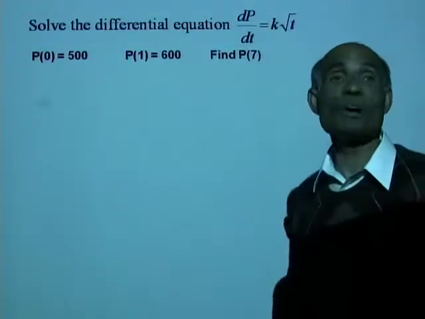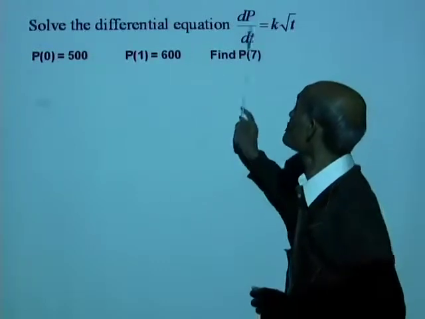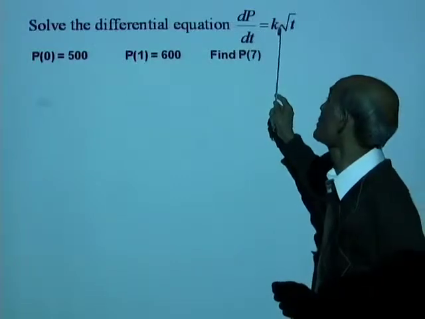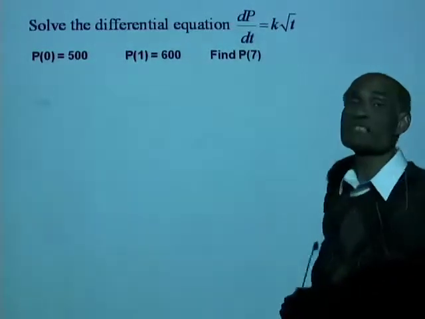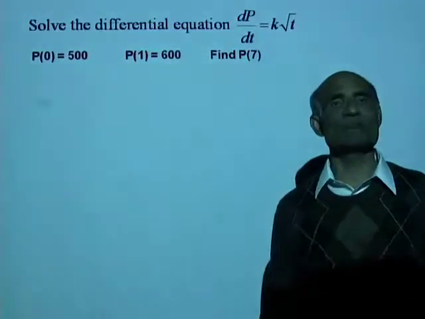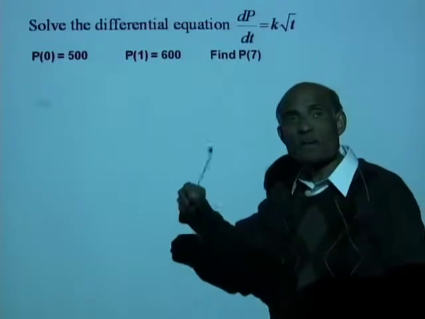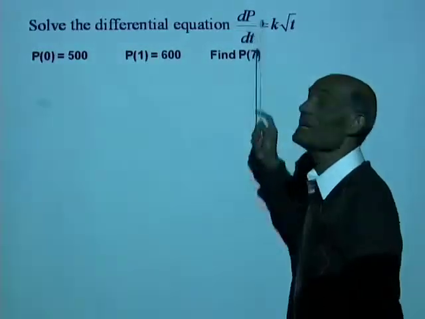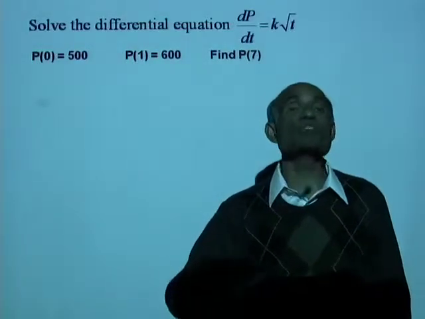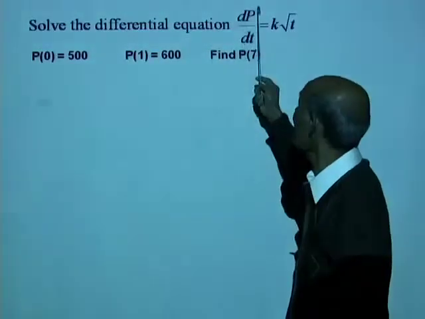And once again, here is a differential equation. We say solve the differential equation. Look at this one: dp over dt equal to k square root of t. Now tell me, what is the independent variable here? The independent variable is t. What is the dependent variable here? That is p. So, in solving the differential equation, what are we solving for? We are solving for the dependent variable p.